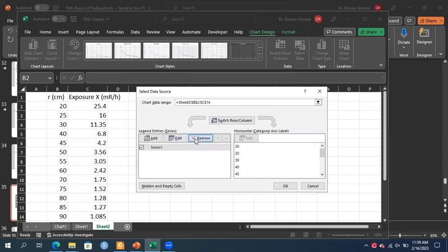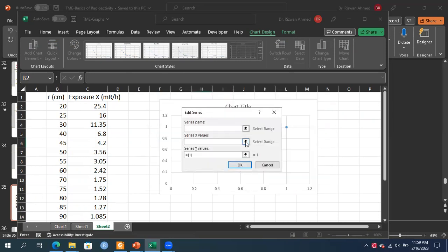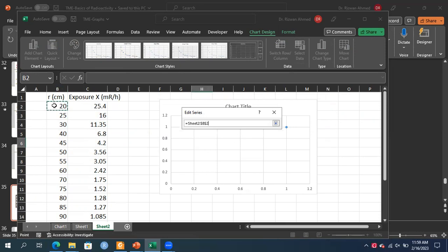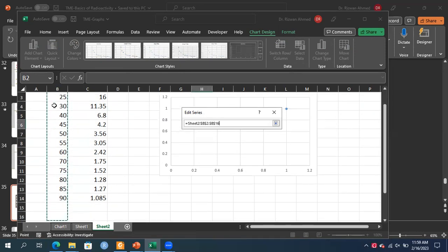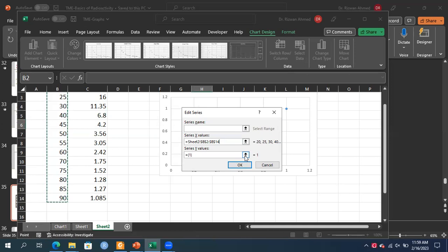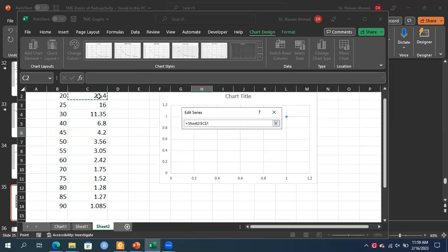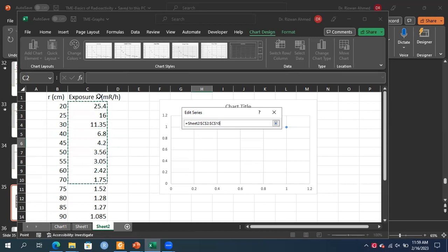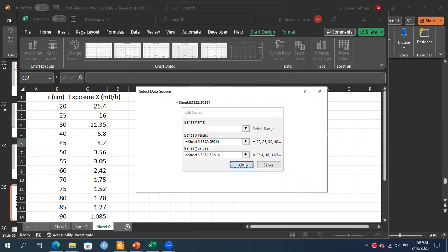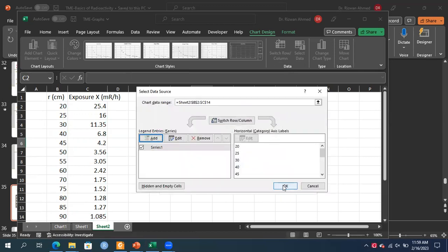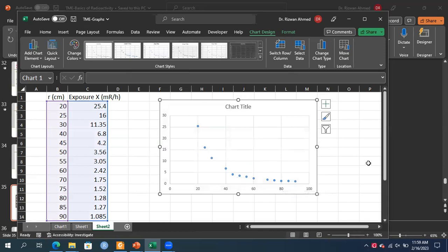So I remove the series. Something has created the error. So again, carefully, I select the X values, and for Y values, the exposure values. So we have got several points. So it seems to be decreasing exponentially.